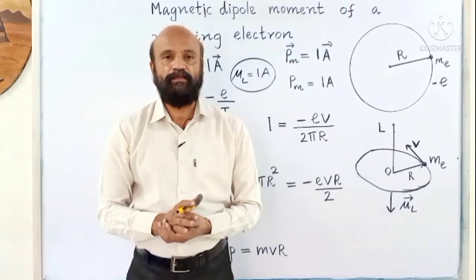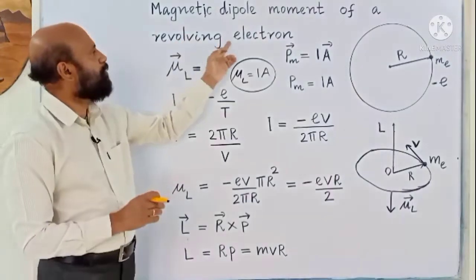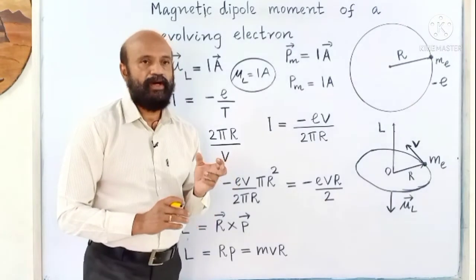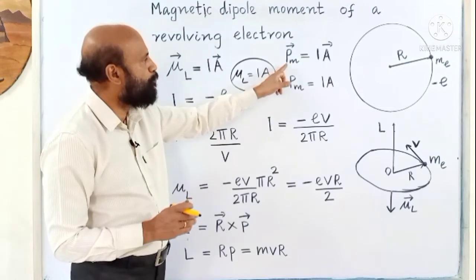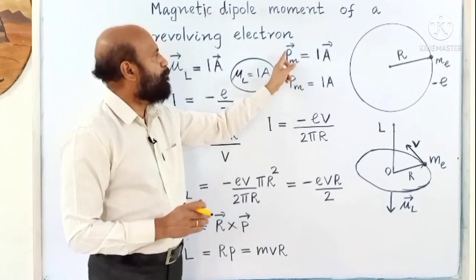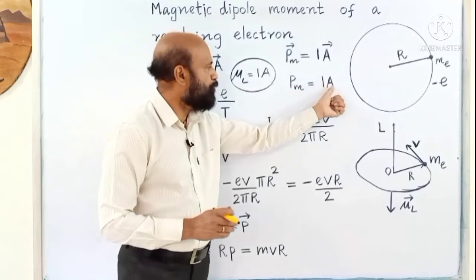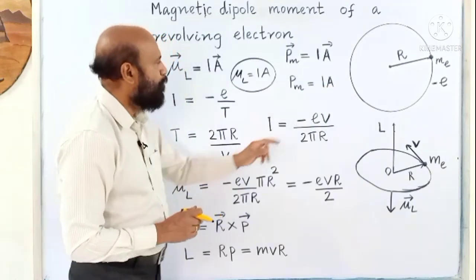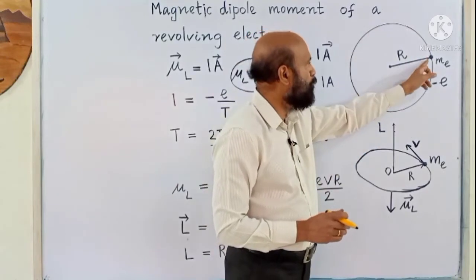In this video, I am going to explain magnetic dipole moment of a revolving electron. You know, a circular coil carrying current will have magnetic dipole moment. The magnetic dipole moment of a current carrying coil is given by this relation: Pm vector is equal to I into A vector. In magnitude, we can write Pm is equal to I into A, current multiplied by area of the coil. Now, when an electron is revolving, it will have magnetic dipole moment.